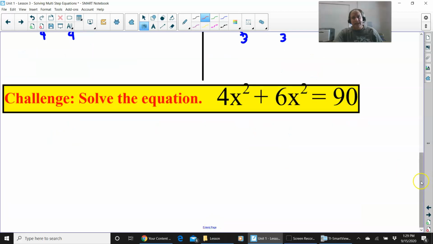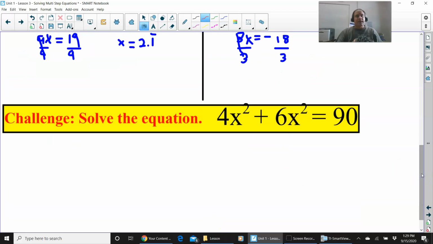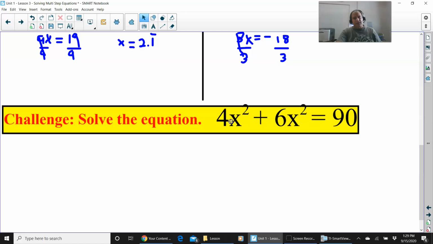All right, there's a challenge on the bottom here. It is not that difficult. Remember, we'll take this together. But remember, we're talking about like terms. And like terms, this is 4x squared plus 6x squared, like terms, equals 90. So think about what you would do to combine these like terms. These are like terms. What would you do? When you combine them, what do you get?